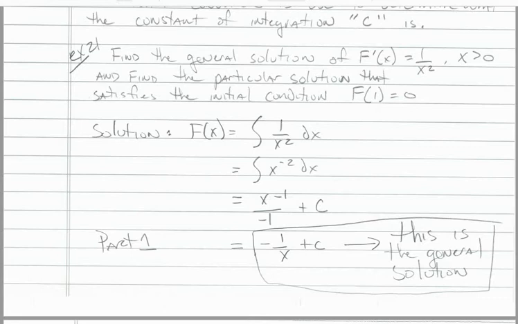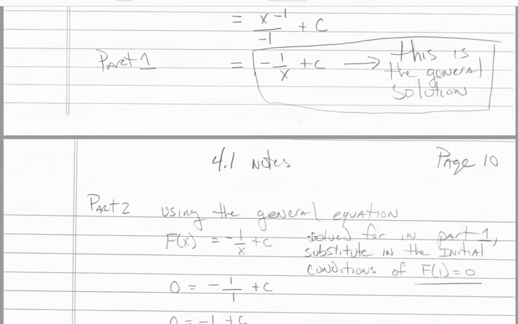So the question says find the general solution of f prime of x equals 1 over x squared when x is greater than 0, obviously, so there's no division by 0, and find the particular solution that satisfies the initial condition f of 1 equals 0. So when we do this, f of x is the integral of 1 over x squared dx. Let's rewrite that integral as x to the minus 2. I think you guys can figure out the general solution. We've done enough examples throughout the section to be able to do that. So our general solution is negative 1 over x plus c.